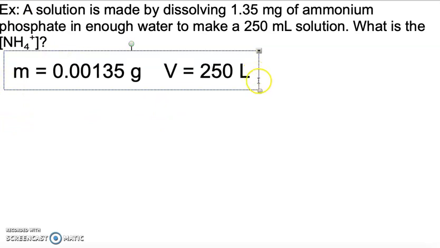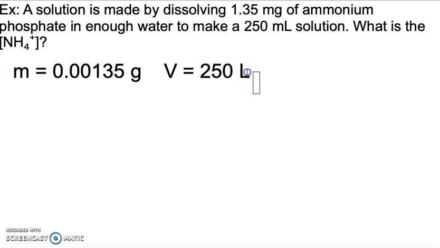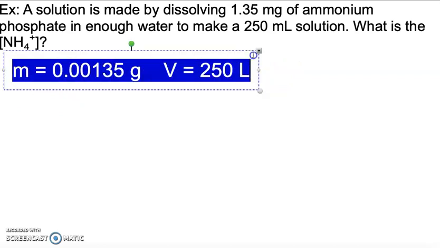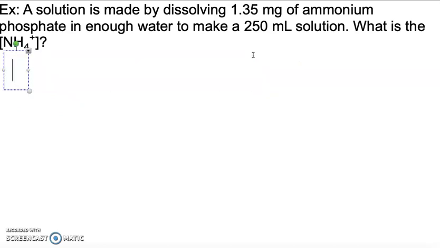All right, now I look at this, I don't actually want to write it this way. The reason is because we're being asked for a concentration of an ion. This is what happens when you don't read the whole question before you start writing your givens. So always read the whole question first, right? A solution is made by dissolving 1.35 milligrams of ammonium phosphate in enough water to make 250 ml solution. What is the concentration of that ammonium ion?